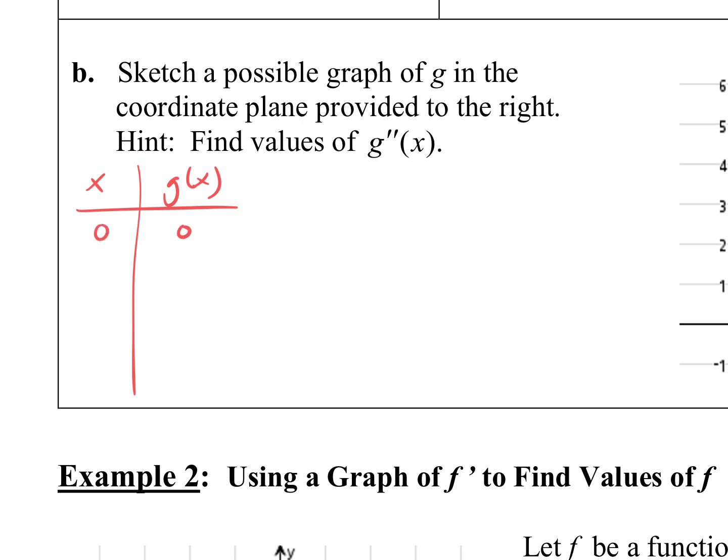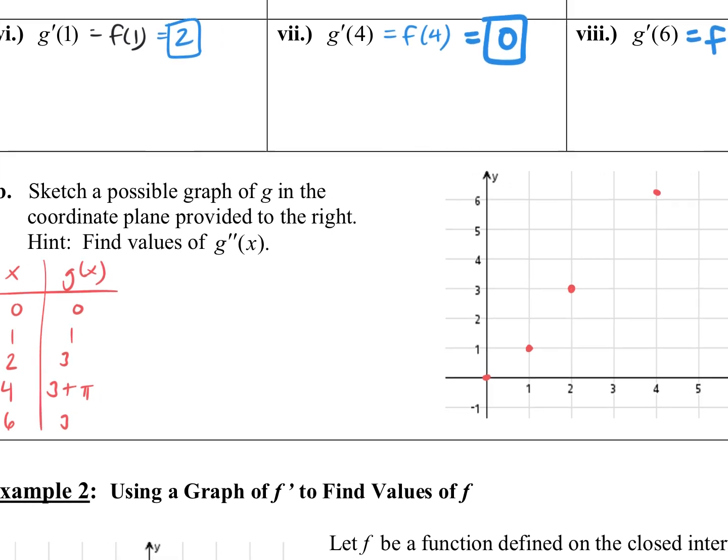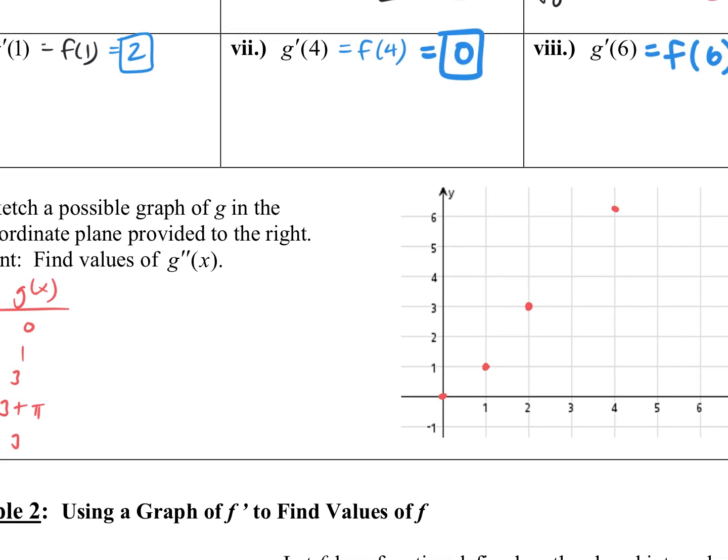So that way we know those are points we already found that we're going to plot on our graph. So I've got 0, 0, 1, 1, 2, 3, 4, 3 plus pi, and 6, and 3. Those were all given to us up above that we just found. So I'm going to graph these points on the graph, and then we'll talk about how are we going to connect the lines, because we can't just do a dot to dot here. We got to talk about what's happening in between each point. So 2, 3. 4 is just going to be a little bit above 6. And then 6, 3.